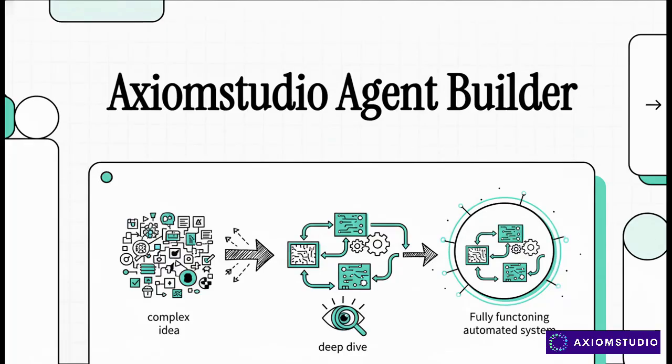You know that feeling when you have this brilliant, really complex idea for an automated system, but then you just hit a wall trying to figure out how to actually build it? Well, today, we're going to dig into the Axiom Studio Agent Builder. It's a tool designed to take those big ideas and turn them into real, working systems, all on one visual canvas. Let's get right into it.